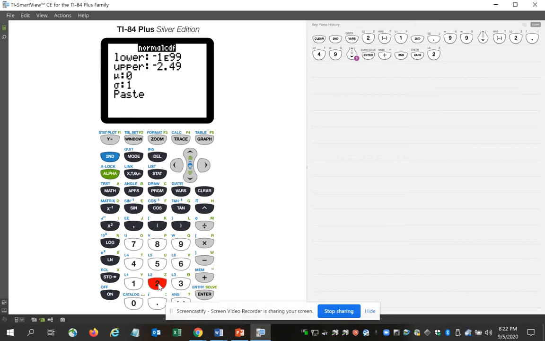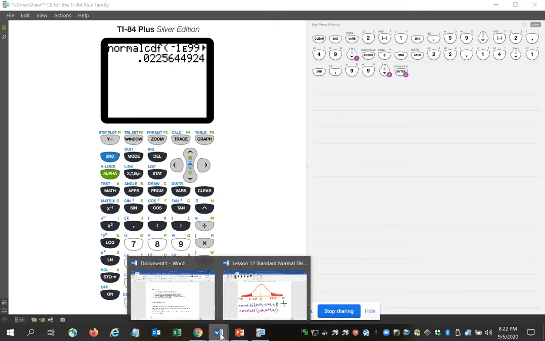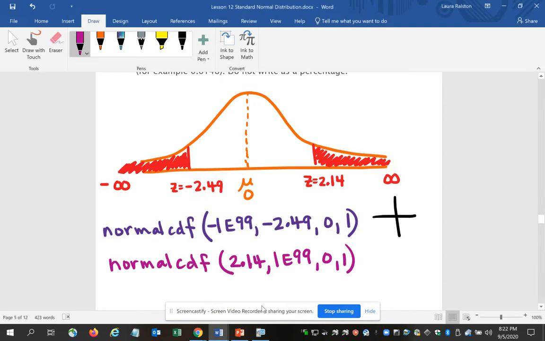Okay, so we go back to lower is 2.14, upper is positive infinity, so that's 1 second, comma, 99, mean is 0, standard deviation is 1. Paste, enter, and it's going to do the two calculations together. 0.02256, so when we round, it's going to be 0.0226. So this equals 0.0226. And again, the calculator adds the two regions together for you.